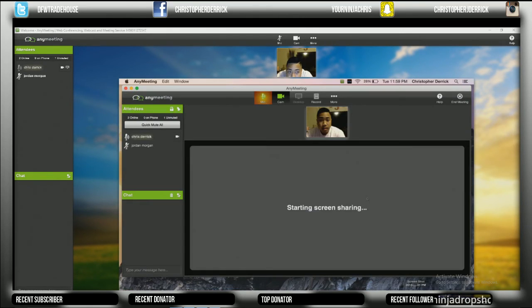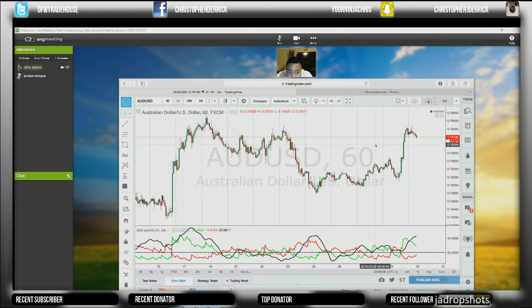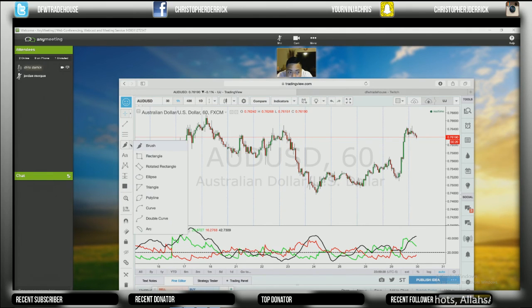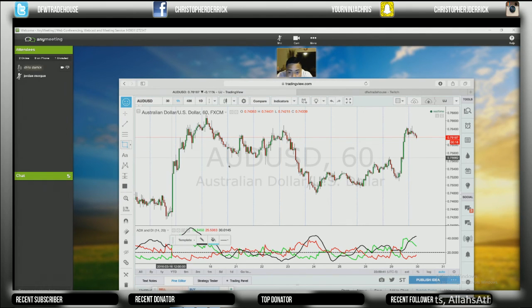So there's a little box right here. Sometimes I'll show just a brush at first. Go to the left, click a little arrow, and click rectangle. With rectangle, you can draw a zone. You go draw zones.